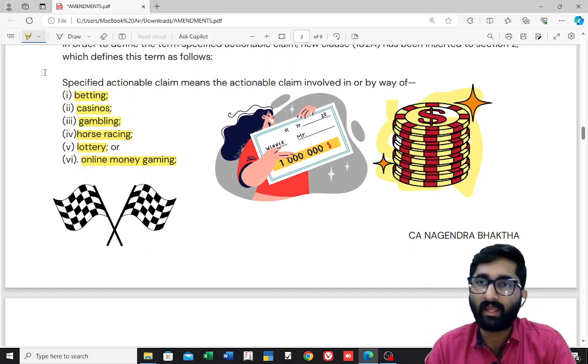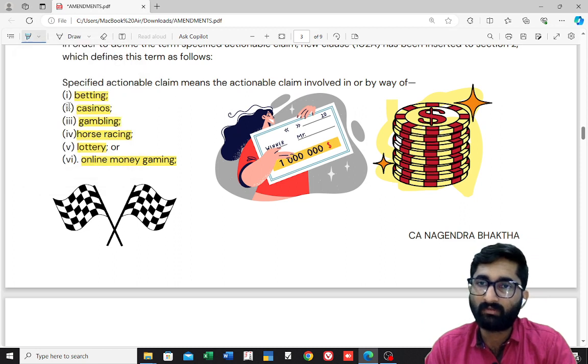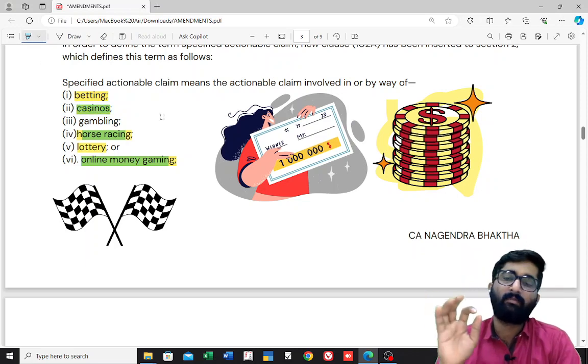So 3 things are extra which are added here. Which is the first one? Casinos. Second one, horse racing. Third one, online money gaming. So all other things were already there. Agree with this? Gambling was there already. Casino is added, a new one. Horse racing is the new one. Online money gaming is the new one.